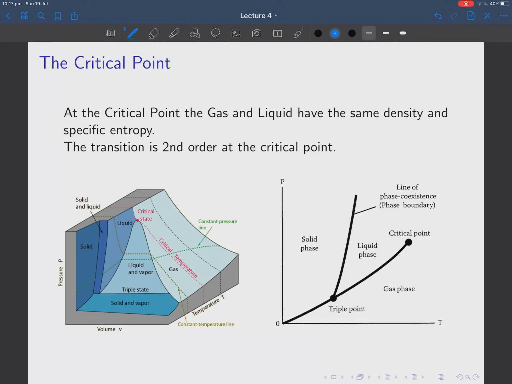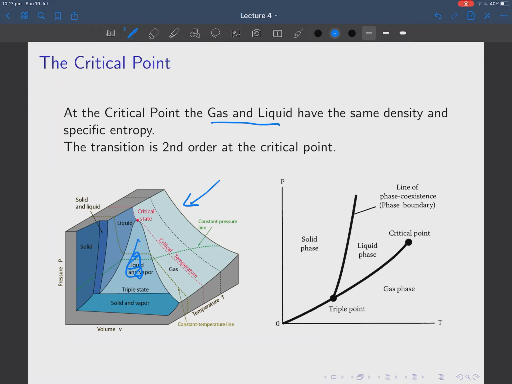In this video, we're going to continue our qualitative discussion of phase transitions. Here we have a PVT surface, and at the critical point, the gas and liquid have the same density and specific entropy. What used to be down here in this coexistence region, the transition from gas to liquid, used to be first order. There'd be a sudden change.